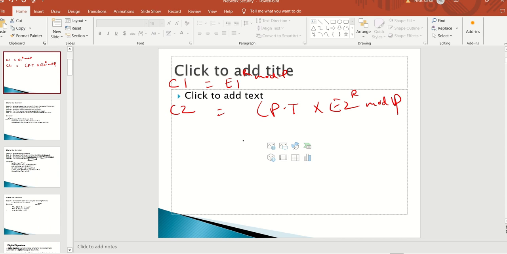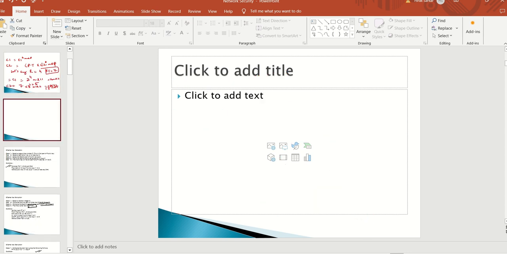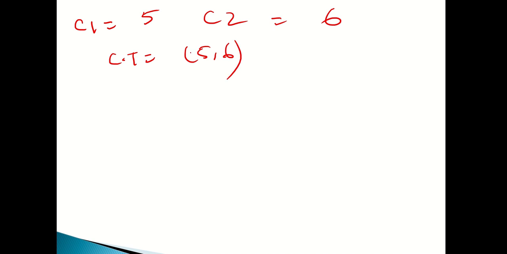The next thing we need to find out: we are done with C2 and C1. C1 we got as 5, C2 we got as 6, right? So the ciphertext together is 5 comma 6, correct? Now we need to find out the plain text, I mean the decryption process. The encryption is done already, it is here in front of us.